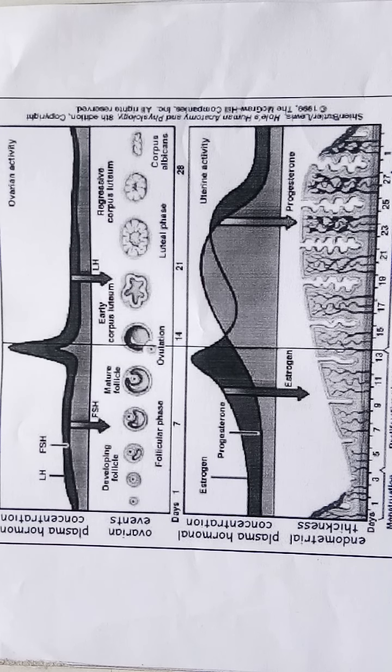In the absence of fertilization, the next menstrual cycle begins. Therefore, the released ovum may or may not be fertilized. However, the uterus is prepared for future pregnancy in every menstrual cycle.